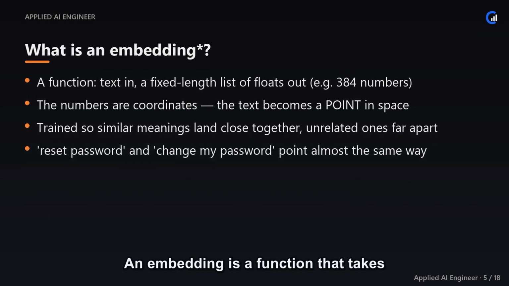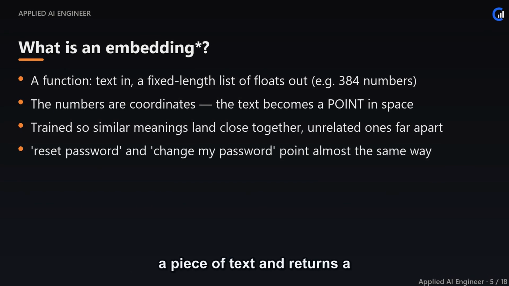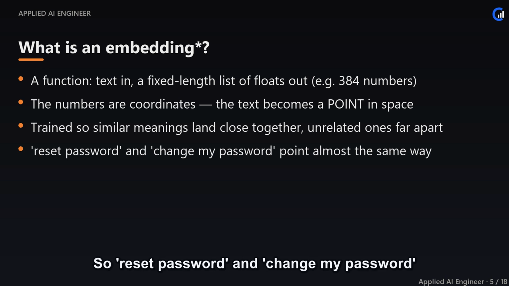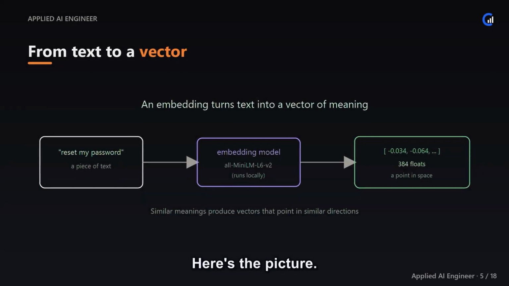An embedding is a function that takes a piece of text and returns a fixed-length list of floating-point numbers. For the small model we use, 384 of them. Think of those numbers as coordinates. Every piece of text becomes a single point in a high-dimensional space. The model was trained so that texts meaning similar things land near each other and unrelated texts land far apart. So "reset password" and "change my password" end up pointing in almost the same direction even though they share only one word.